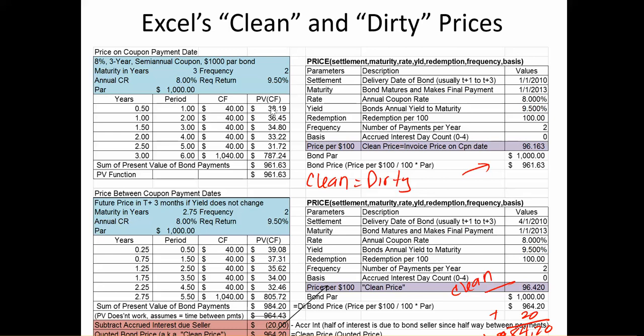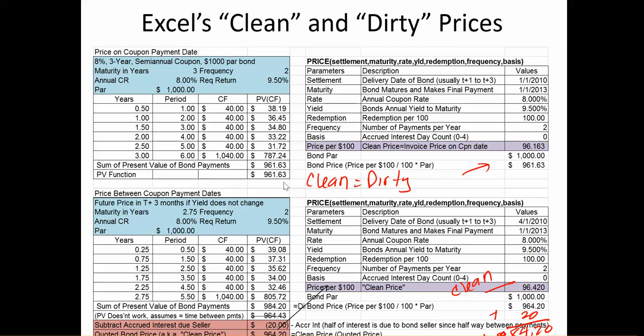If I then take the present value of these $40 coupons, discounting at the 6-month discount rate, which would be half of this interest rate, the annual yield to maturity or required return or discount rate, whatever you want to call it, you take the present value of all these cash flows, and you'll get a present value of $961.63. Now, on a newly issued bond or a bond that just paid a coupon payment, this price is both the clean quoted price and the dirty invoice price, since no interest is accrued.